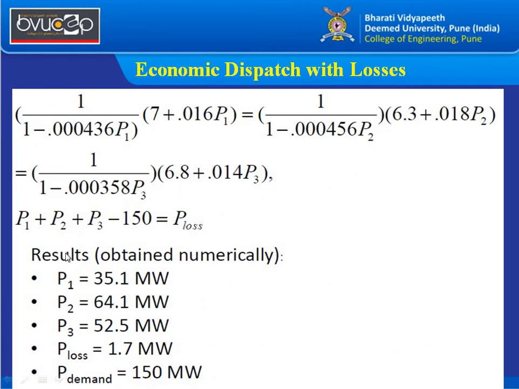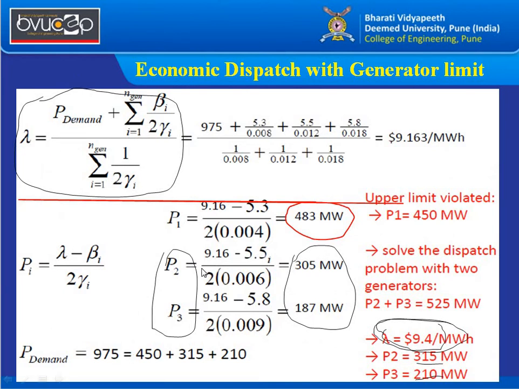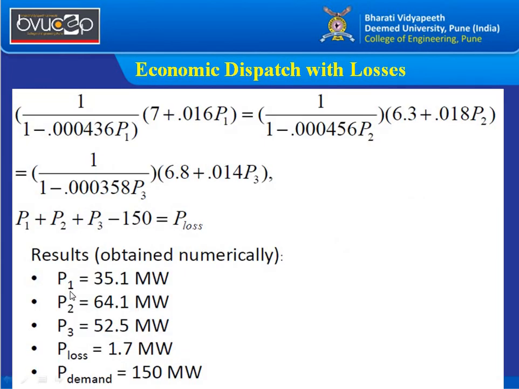Now we know that P1, P2, P3, that is the three generating units, minus the demand is going to be equal to the loss that is going to be satisfied. So when you solve for the value of P1 with these equations, or we can consider lambda as the multiplier, as we have done in this particular calculation. I have not done the calculation again, so you can consider this as a reference and calculate the values of P1, P2, P3, which come out to be 35.1 megawatt, 64.1 megawatt, and 52.5 megawatt. When we substitute these P1, P2, P3 values here, we get the loss, which comes out to be 1.7 megawatt.